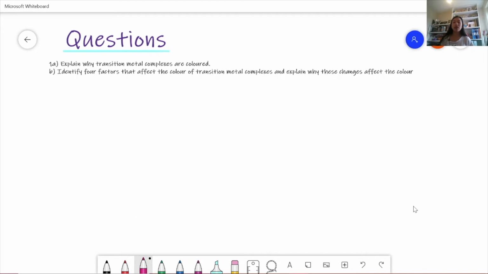For 1A, explain why transition metal complexes are coloured. Transition metal complexes are coloured because they have those part-filled d orbitals, and this means that because the d orbitals all have slightly different energies, when we excite electrons, they move up to a higher energy level state, and we call this the excited state, compared to where they were originally called the ground state. And the difference in energy is actually given out as light energy, and so this is why they are coloured, because they are absorbed.